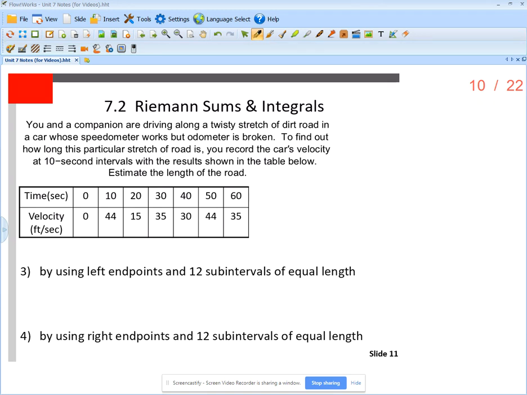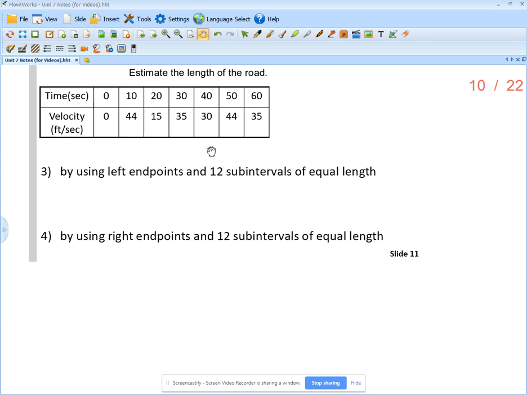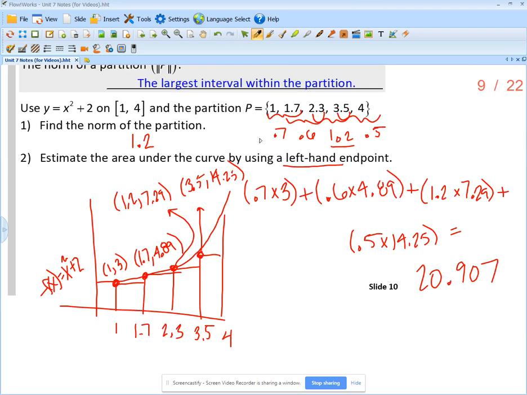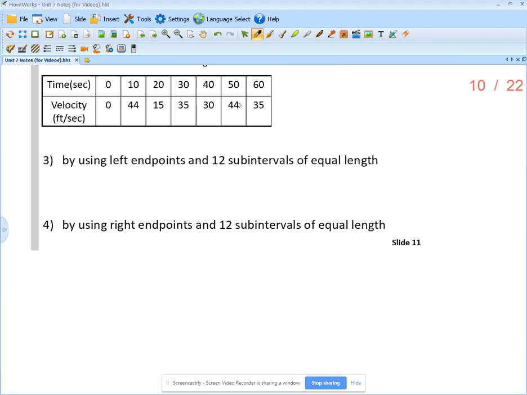Looking at these time intervals, we're going from 0 to 60. Notice that these are divvied out correctly, so we don't have to worry about partitioning it in the way that we did here. They're divvied out by tens. The first thing we're going to do is a left endpoint, but we're only going to do 6 subintervals for each of these, just a slight change.